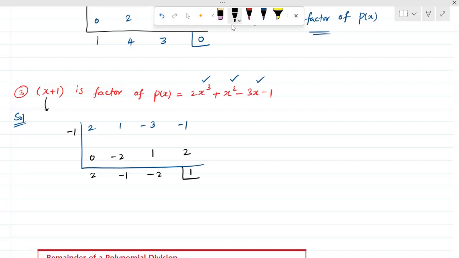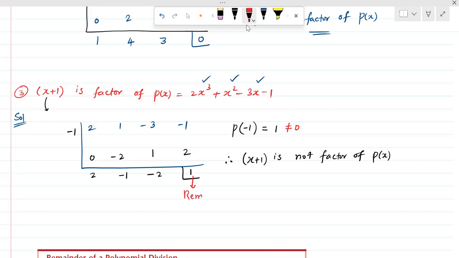Therefore, the remainder is 1, not 0. Therefore, I will say p of minus 1 is equal to 1, not equal to 0. Therefore, it is not a factor. x plus 1 is not a factor of p of x. Why? The reason is the remainder is not 0. If it is a factor, the remainder must be 0. Otherwise, it's not a factor of the polynomial.